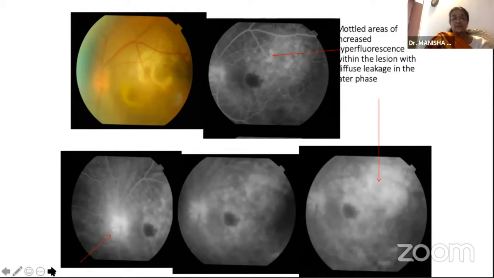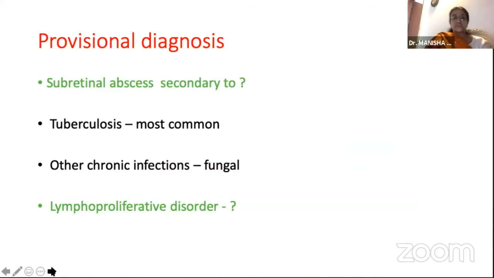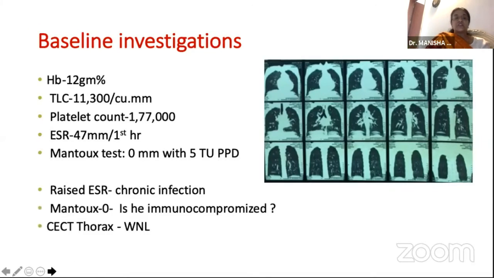So we were very sure we were dealing with some inflammatory pathology. We did an ultrasound, which was also not very conclusive. And the provisional diagnosis in our mind was a subretinal abscess, possibly a tubercular etiology, a fungal, and very rarely a lymphoproliferative disorder. The CECT of the chest also did not really add to our diagnosis, but something alarming was there, that the Mantoux was 0 in this particular child.